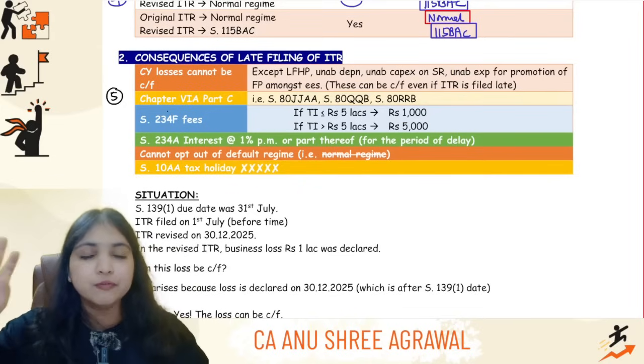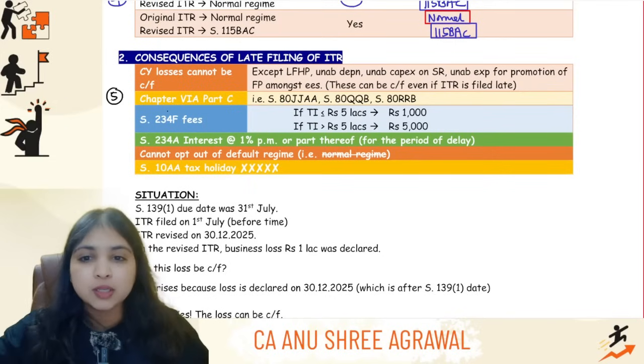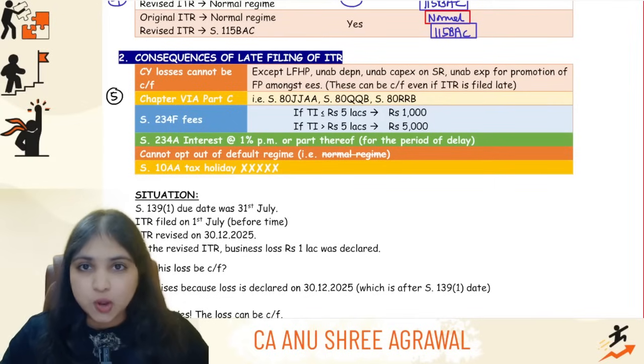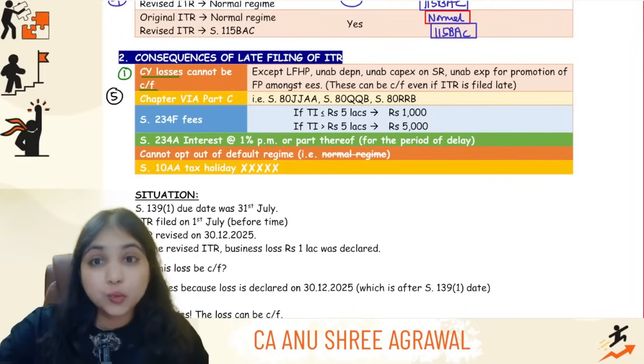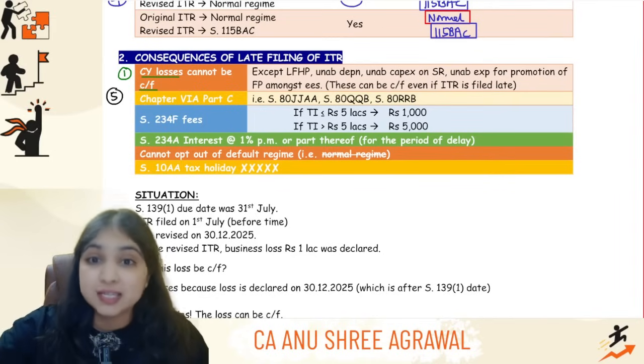Very popular 4 marks or a 5 marks straightforward theory question. What are the consequences of filing ITR late? There are totally 6 consequences of filing ITR late. The first consequence is that you cannot carry forward current year losses. Current year losses, you can do intra-head adjustment, you can do inter-head adjustment, but you cannot carry forward the current year losses. However, there's an exception.